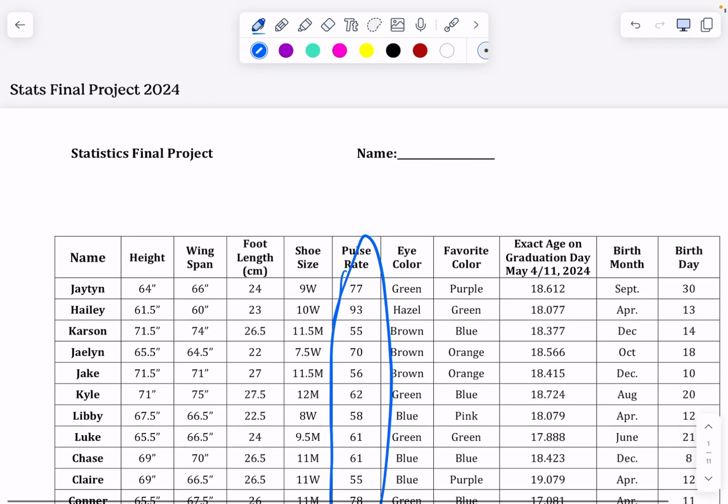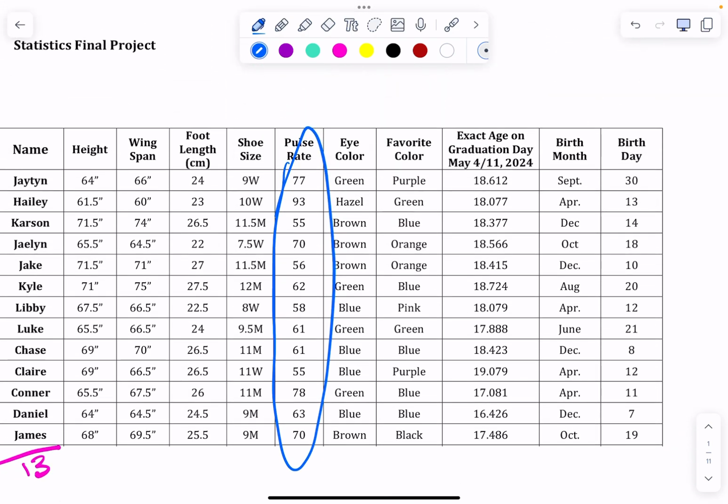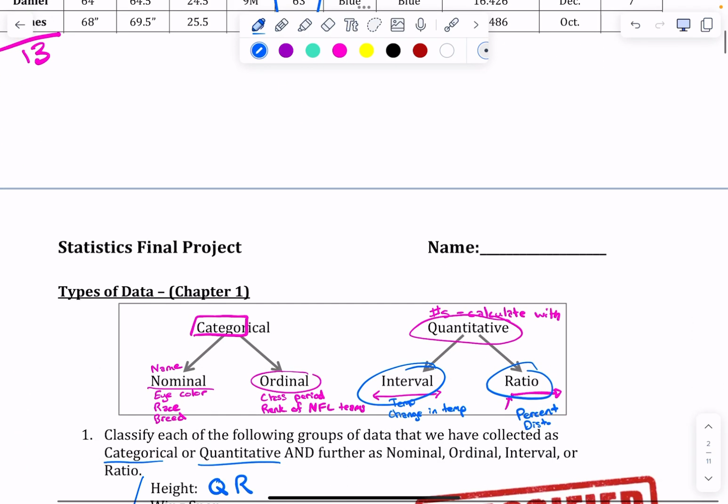Okay. Can you have a negative pulse? I don't know. No, you cannot. You don't know what a pulse is, child? How many times your heart beats per minute. Can I have a negative number of heartbeats per minute? You're being silly.